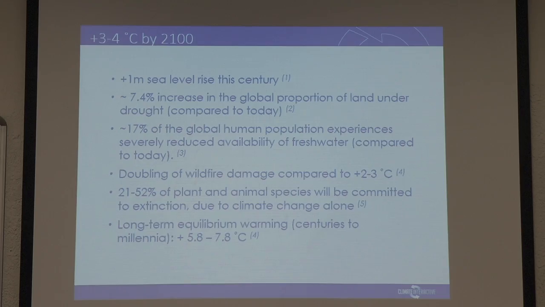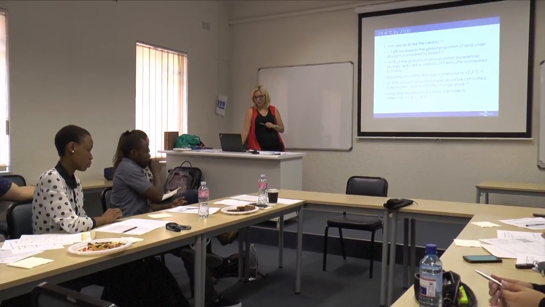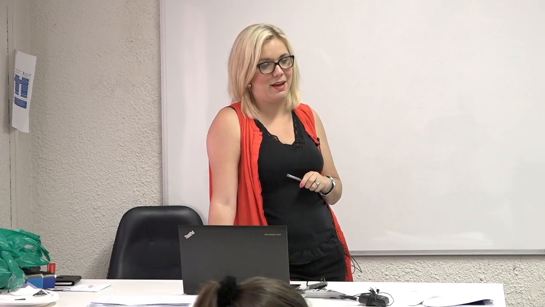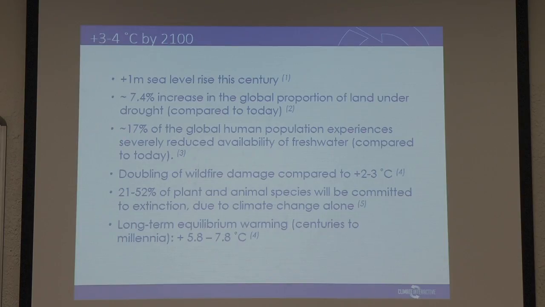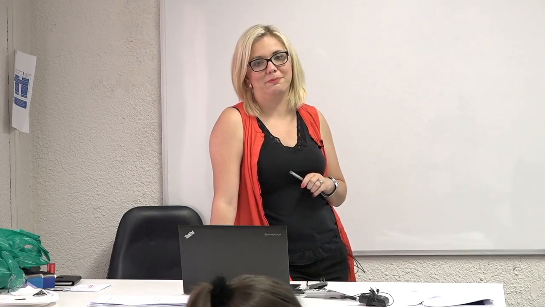Nothing else. And long-term equilibrium warming, that's centuries to millennia, the forecast after 2100, is between 6 and 8 degrees. Okay, so the first round has failed. There's no other description of the first round. Whatever the success of the first round was, that was the success of the first round. Now we're going to go to the second round of negotiations.